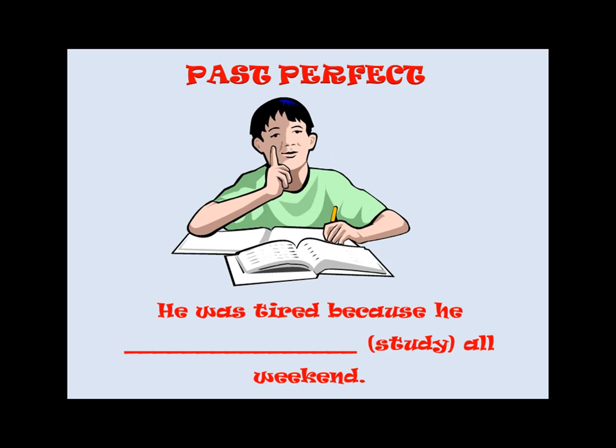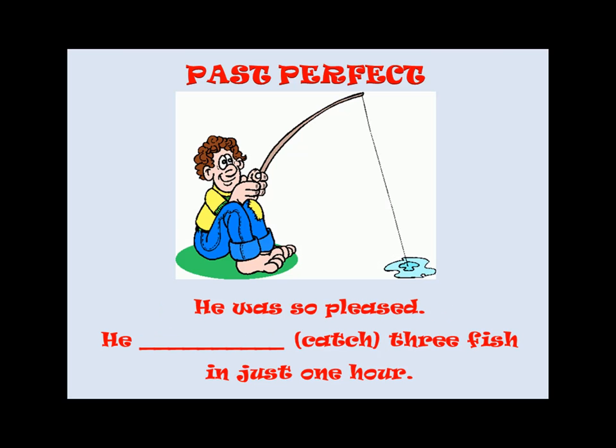He was tired because he studied all weekend. Look at this word, all. So here it shows that it is a duration, a non-stop action. And here we say he was tired because he had been studying all weekend. He was so pleased he caught 3 fish in just 1 hour. And here we say he was so pleased he had caught 3 fish in just 1 hour.